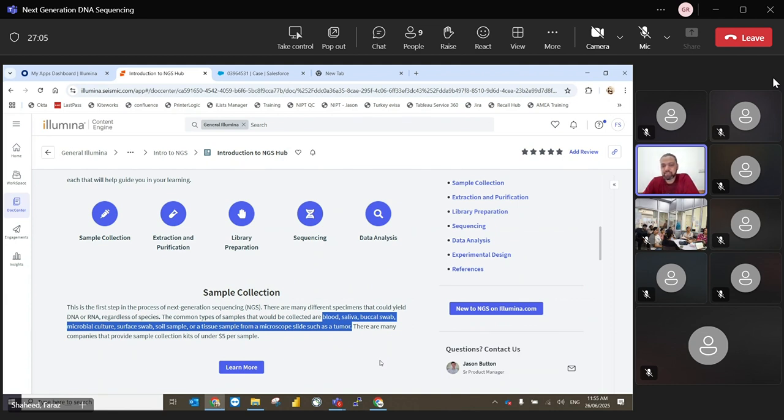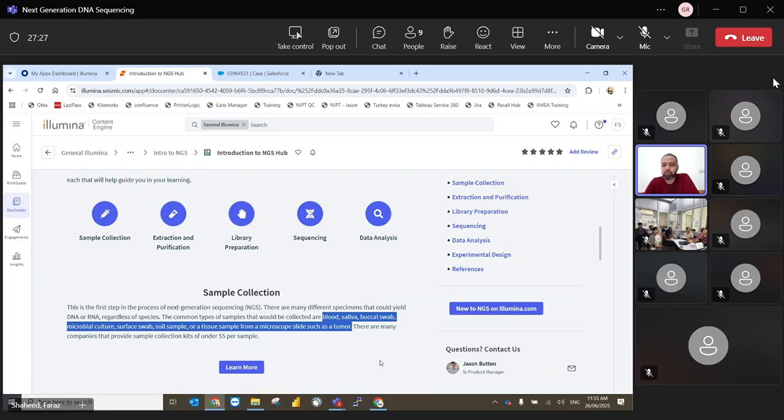For sample collection as well. For example, if you're collecting blood, then it should be a recommended tube for that particular assay or application, because if the blood is hemolyzed, then the hemolyzed blood can get you degraded DNA, and the sequencing will not be good enough for your application.